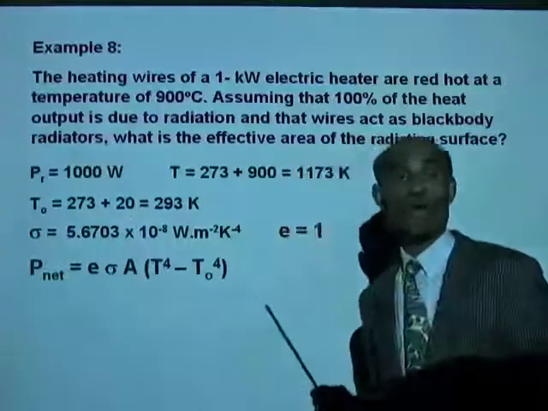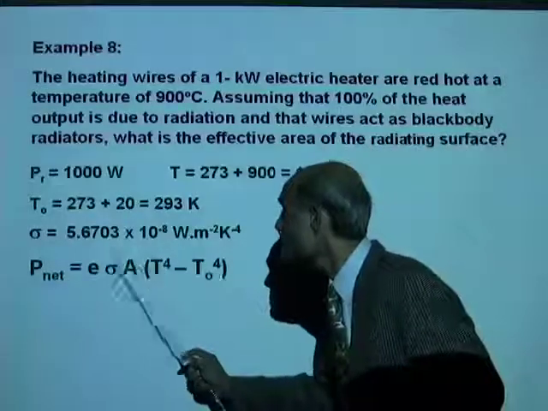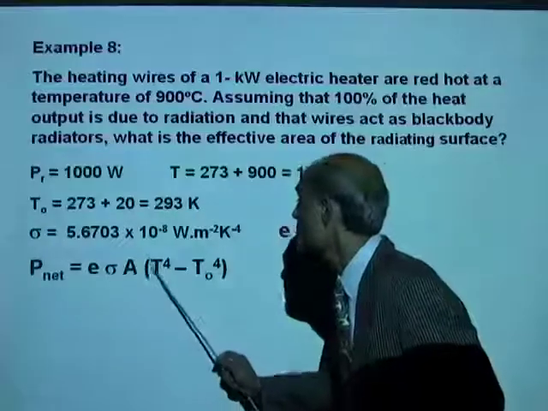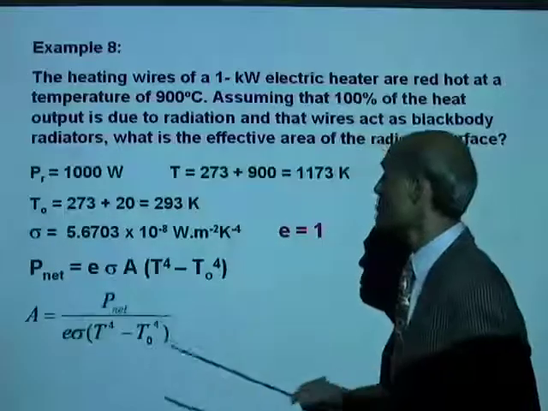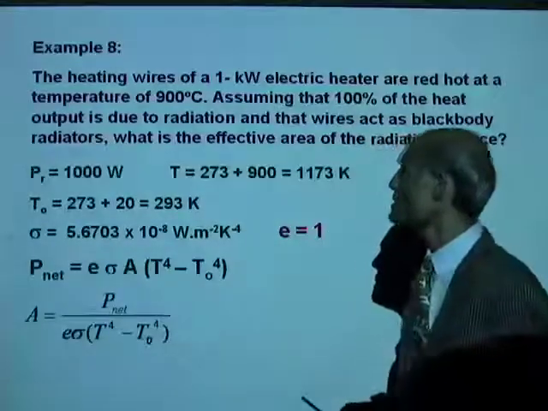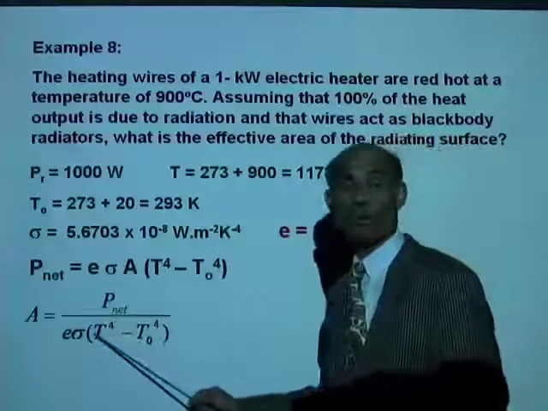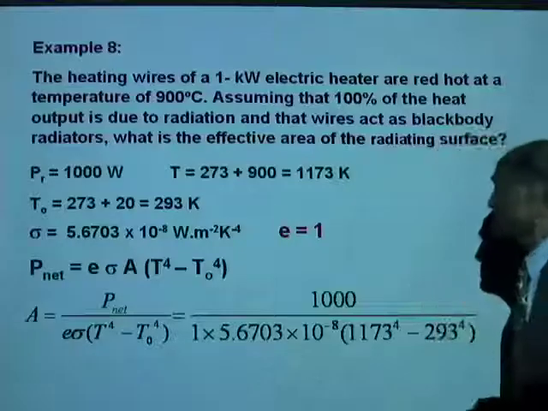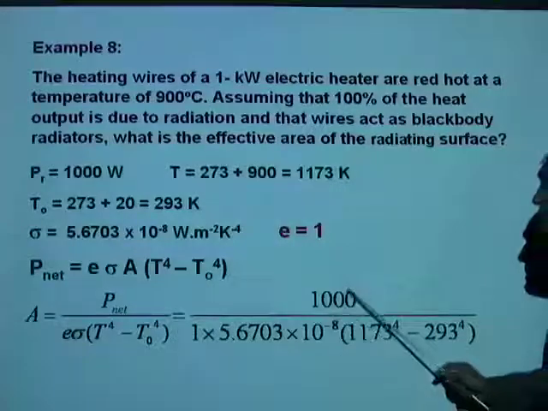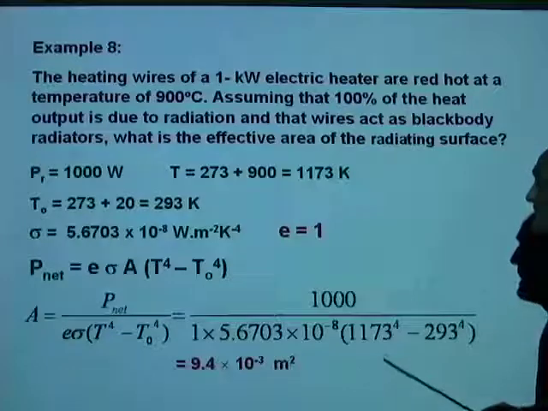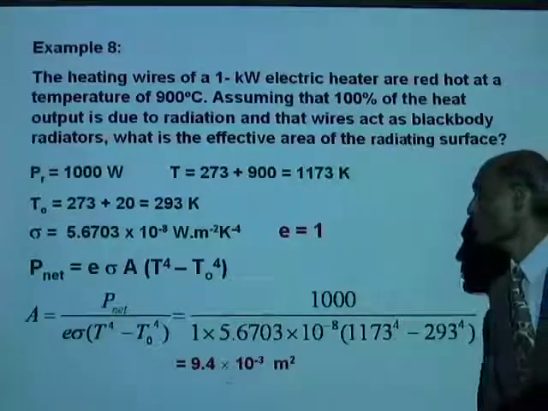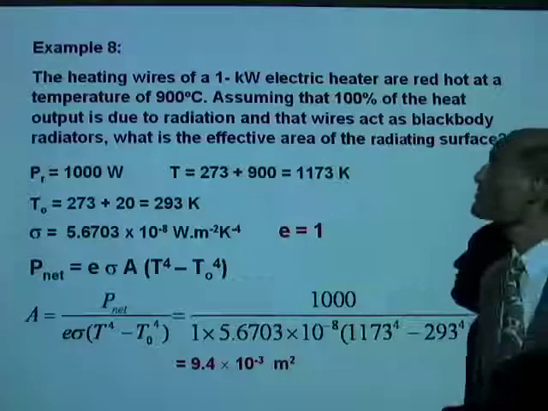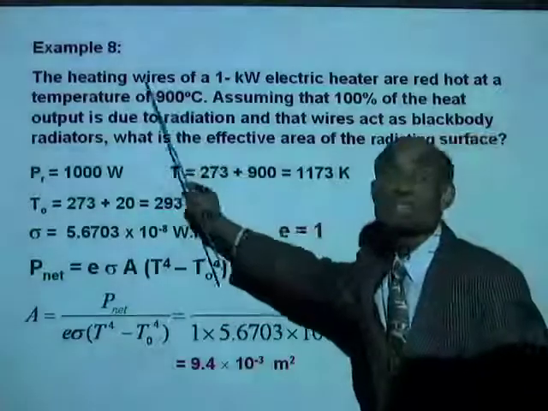So solve for A. A will be equal to P net divided by E sigma times T to the power 4 minus T0 to the power 4. And now put in the values of all those numbers in there. Right? And that's equal to 9.4 times 10 to the negative 3 meters squared. That is the area of that heating wire.